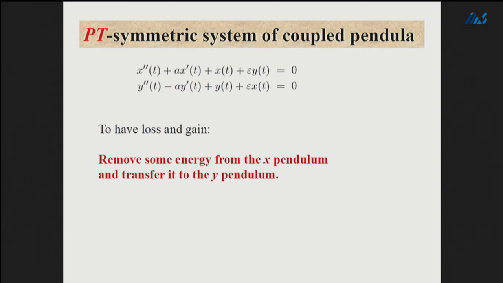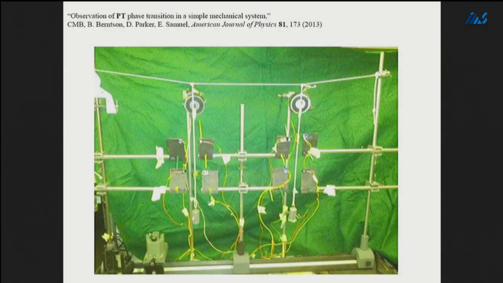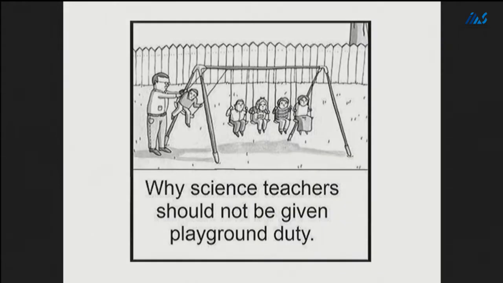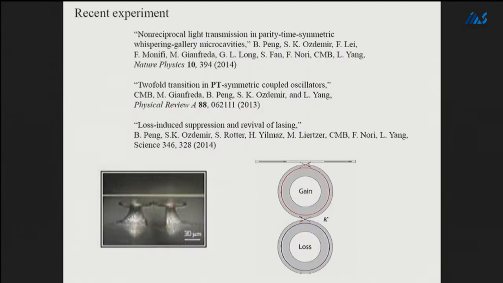Let's take a pair of coupled pendula, and one pendulum has loss, and the other pendulum has gain. All you do is you remove some of the energy from the X pendulum and transfer it to the Y pendulum. And here are the pendula, and you can see the PT phase transition. You can just watch these pendula going back and forth. This is why science teachers should not be given playground duty. We spend a long time watching these pendula swing back and forth.